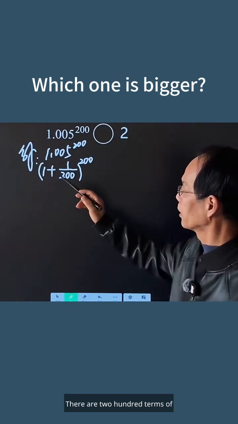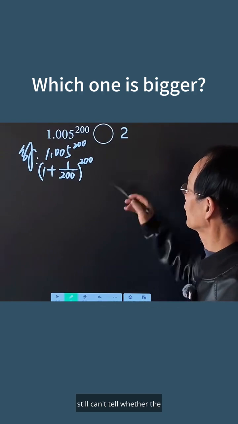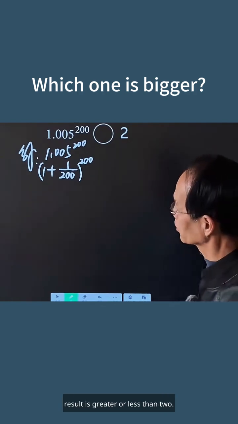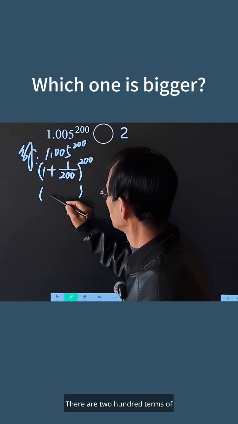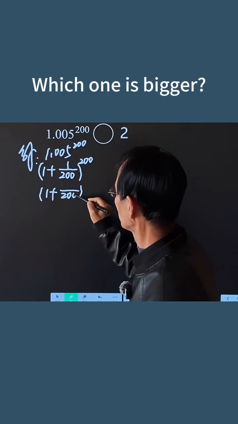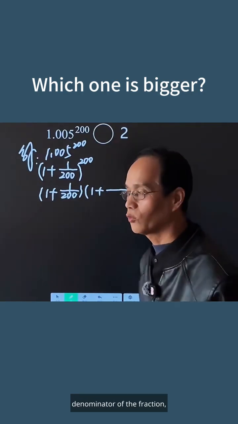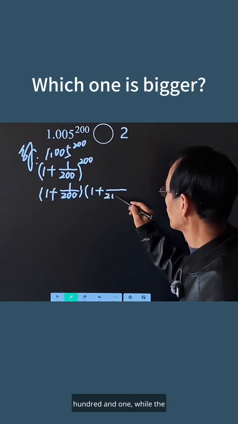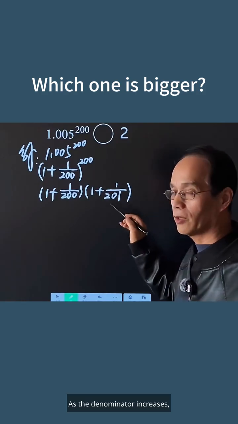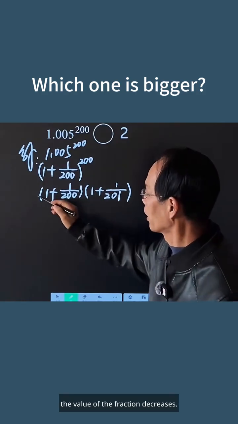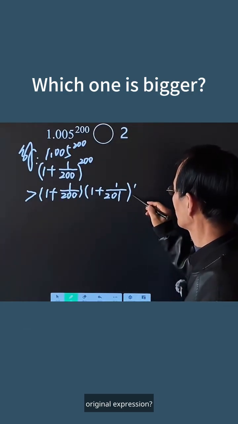There are 200 terms of 1 plus 1 over 200 multiplied together, but we still can't tell whether the result is greater or less than 2. The next part is very crucial. There are 200 terms of 1 plus 1 over 200. If we keep the integer 1 unchanged and increase the denominator of the fraction, say from 200 to 201, while the numerator remains 1, as the denominator increases, the value of the fraction decreases. So isn't it smaller than the original expression?